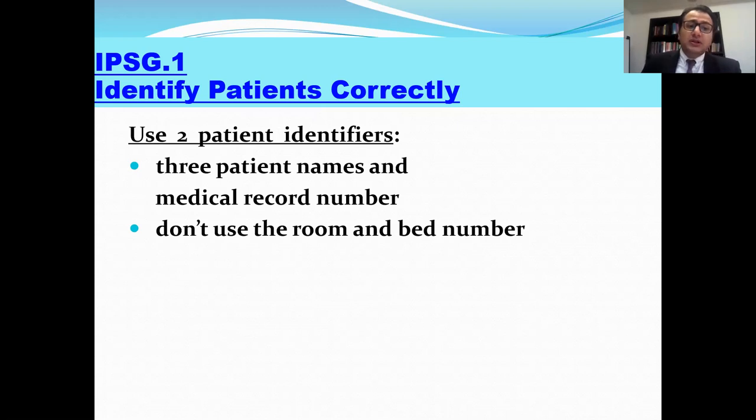Identify your patient correctly, one of the core standards. What does core standard mean in CBAHI? It means one standard stands for all. If you don't have the right process of patient identification, the survey will not last longer and it will be denied.